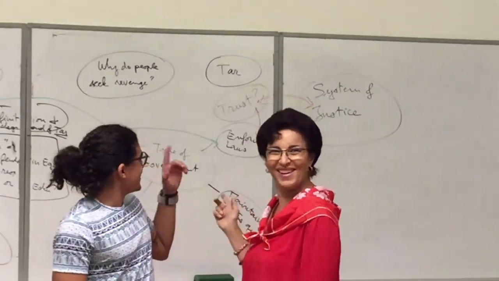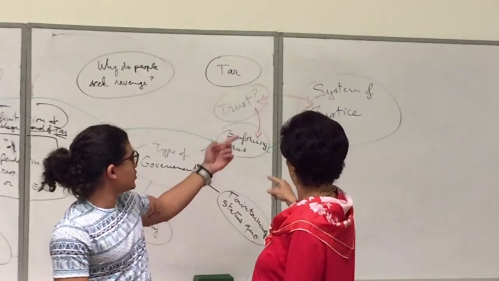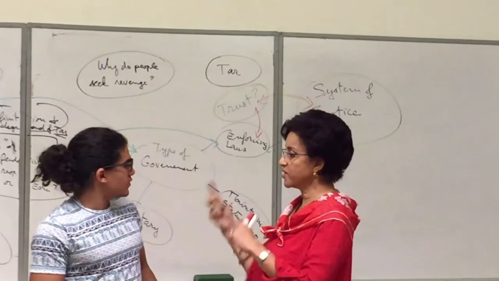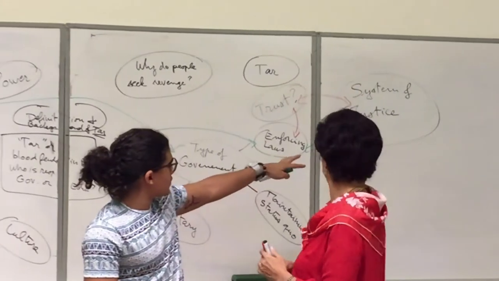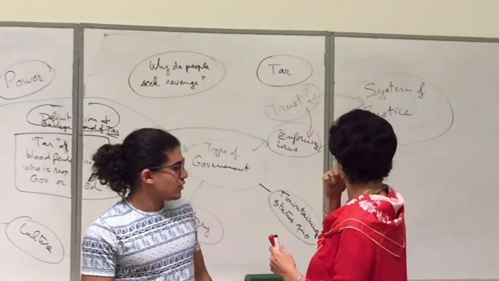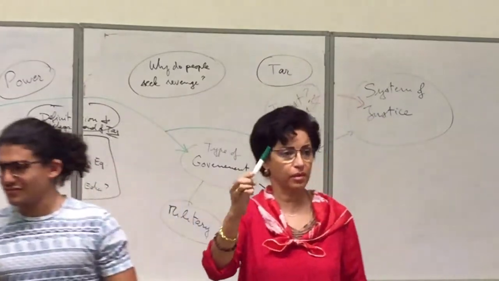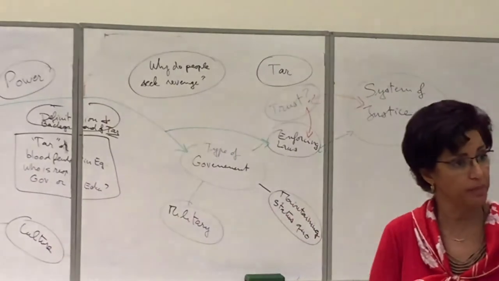Oh, okay, so this is the system of justice. You enforce laws by using the system of justice. It enforces laws by using the system of justice. Yeah, they're both linked. Enforcing laws and the system of justice is almost the same thing. Okay, do you agree? Yeah? All right, thank you. Any other connections that we can make? Yes, Sheb.